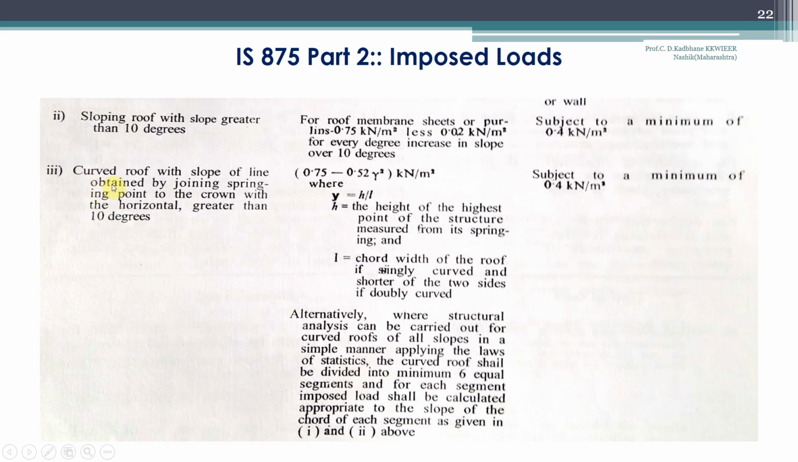Similarly, this third point is for a curved roof where the slope of the line obtained by joining the springing point to the crown with the horizontal is greater than 10 degrees. So this is the formula mentioned here for a curved roof. Again, for a curved roof also, the minimum live load of 0.4 kN per meter square should be considered if the calculated live load is less than this 0.4 kN per meter square.